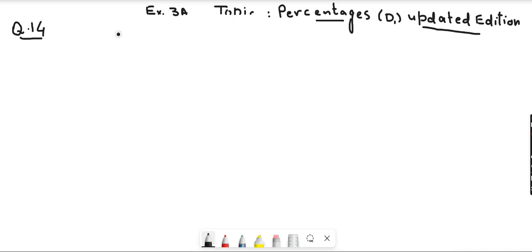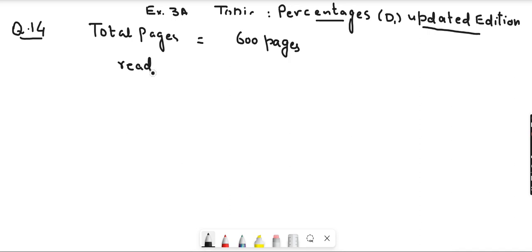This is question number 14. In a book, there are 600 total pages. On Friday, Rizwan reads 150 pages of that book or novel. So it is all given. We will mention the total pages: total pages are 600 pages. And read on Friday: how many pages were read on Friday? 150 pages. You will mention the given data accordingly.